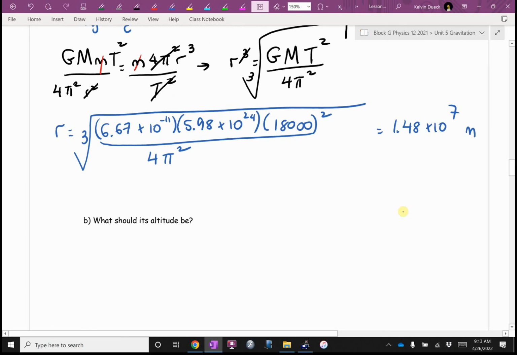Part b asks, what should its altitude be? Isn't that what we just found? What did we find? Where is the orbital radius measured from? Center of the Earth. How can I find altitude?